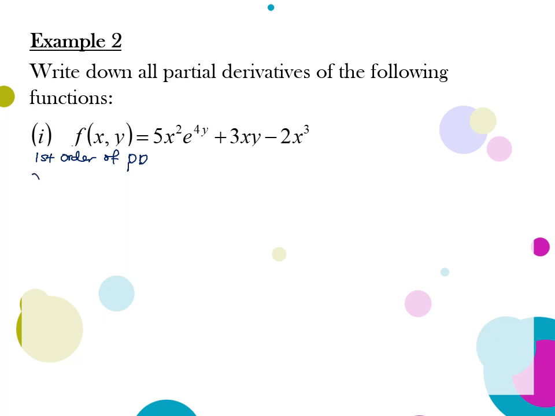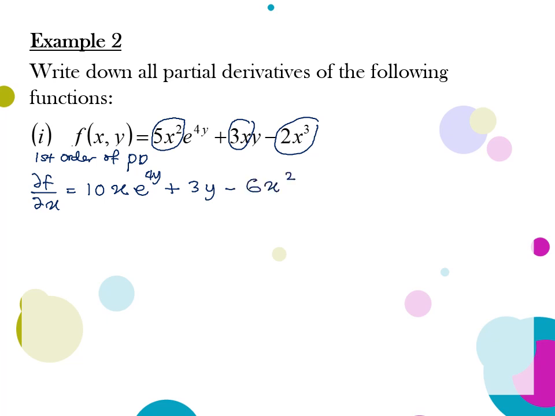Okay, so del f del x. We are interested in the variable x, so treat y as a constant. So just look at x. Okay, so you have three terms. We differentiate, it becomes 10x. Exponent will remain, and this one will become, differentiate x, you get 1, so you will just have 3y, and the third term will become 6x squared.